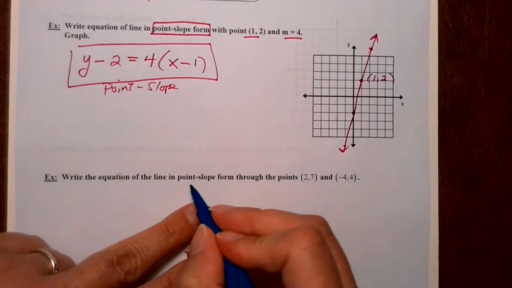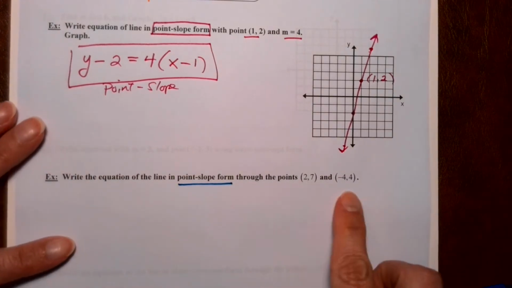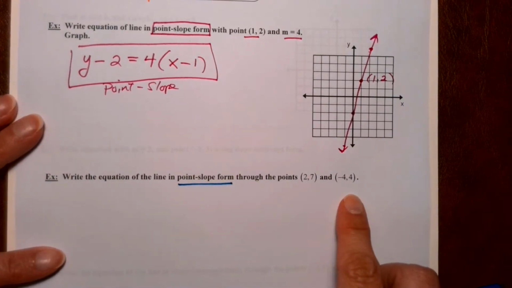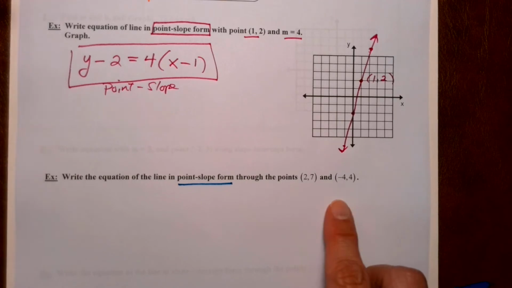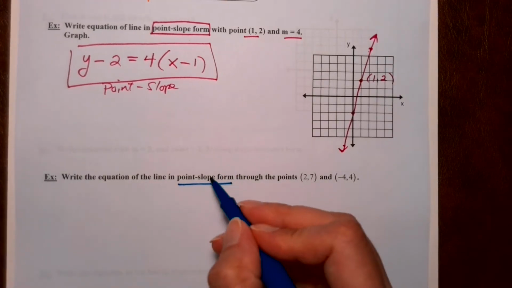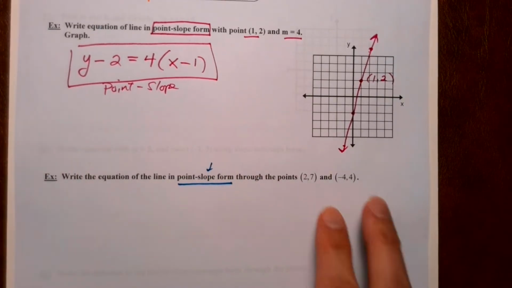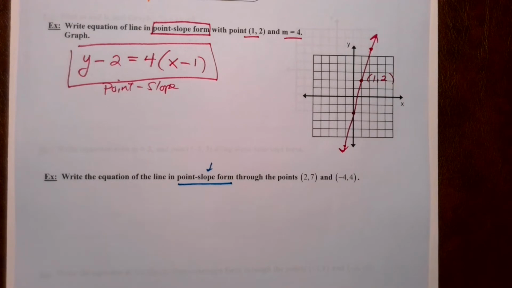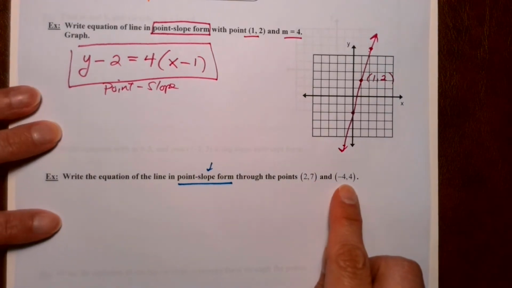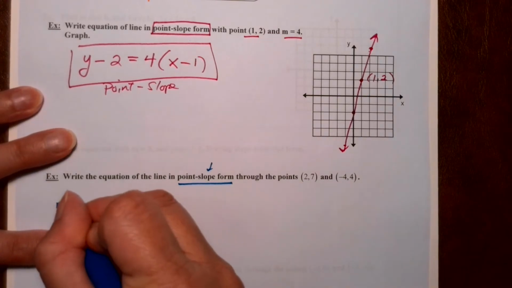Write the equation of the line in point slope form. Good to know, point slope form. And here are 2 points. Wait a minute, point slope form. To do point slope, I need to know the slope, and they didn't tell it to me, so what are we supposed to do? We're going to find it ourselves, right? So let's do a little calculation for slope.